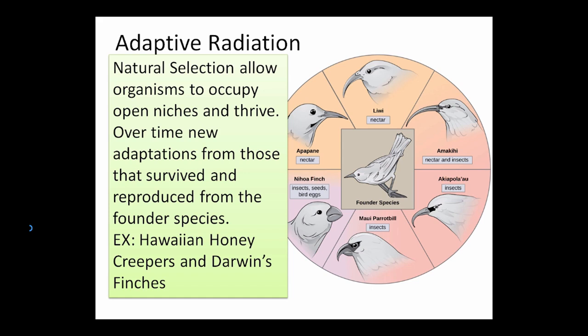This is also Darwin's finches. I talked about this with natural selection. Those finches that were able to survive and reproduce on certain food sources, with certain beak types for those food sources, were the ones who survived to reproduce, therefore producing the various beak types over time.